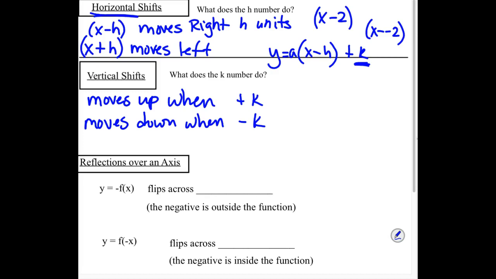Take a minute and adjust your notes from last Friday. If you need to add a few details, clarify any of the stuff we've just written down, go ahead and do that. All right, moving on.